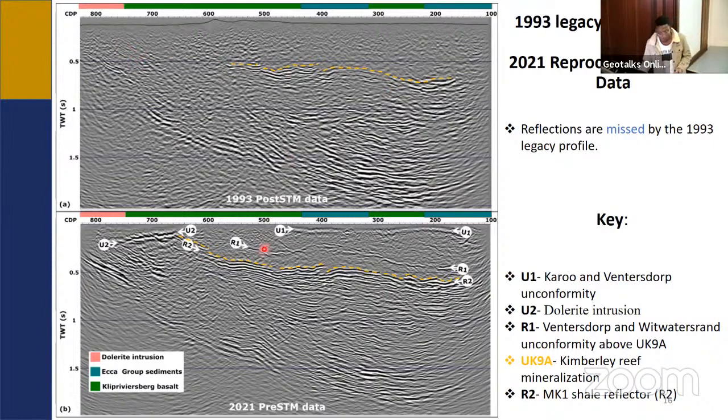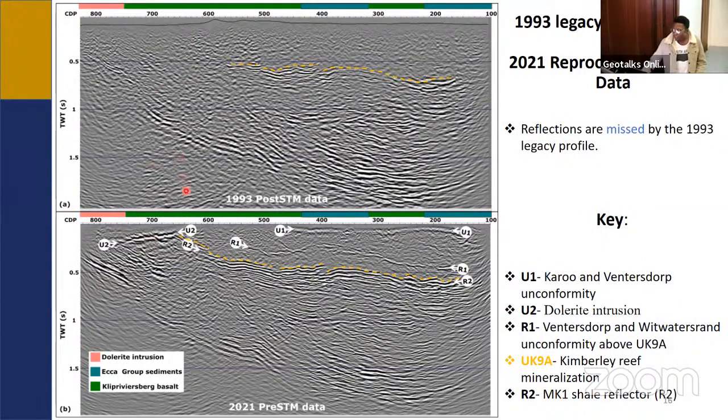But the improved stack shows that these Kimberley shales, these Poison shales that are associated with the Kimberley Reef, extend all the way to the southern half of the profile. And you can clearly see that the contact between the Karoo and the Fenderstop was missed by the legacy stack. And this critical reflection, which we use as a proxy to constrain the geometry, which is the contact between the Fenderstop and the Wits, was also missed by the legacy stack.